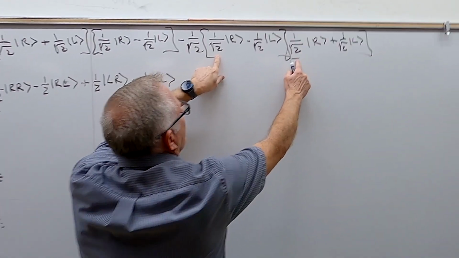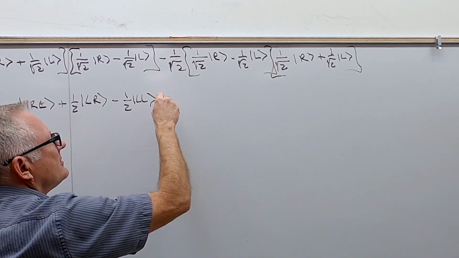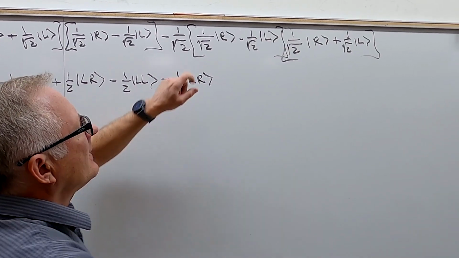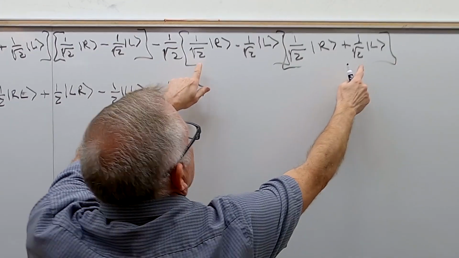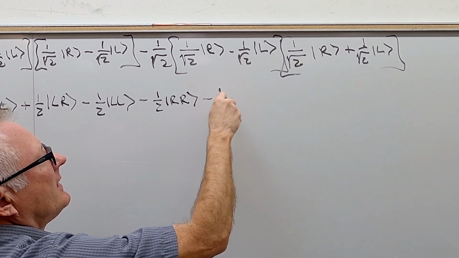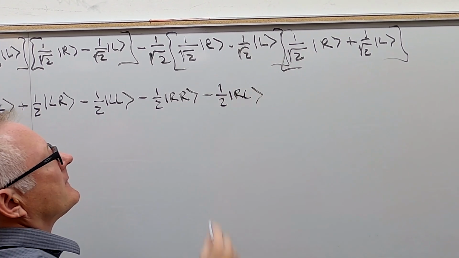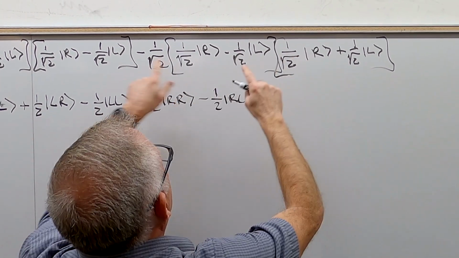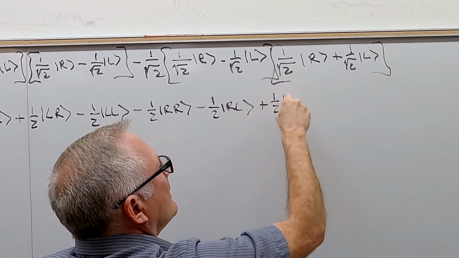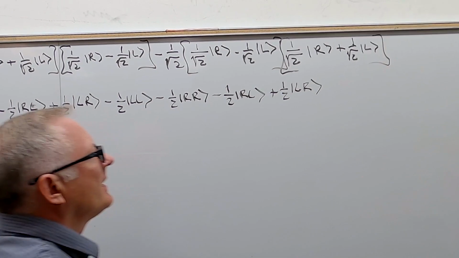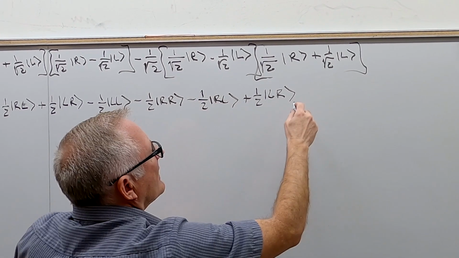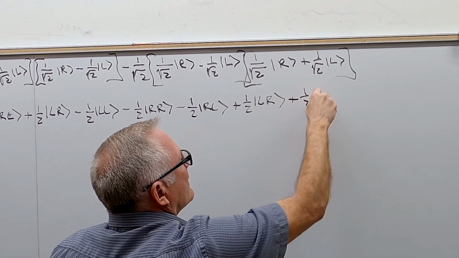So when I multiply these two, it's a 1/2 right, but there's a minus. So it's a minus 1/2 right. Then these two, it's also going to be a minus 1/2 right left. And then we've got these two. We got a minus, so it's a plus 1/2 left right. And then we've got the last term. Minus is a plus 1/2 left.